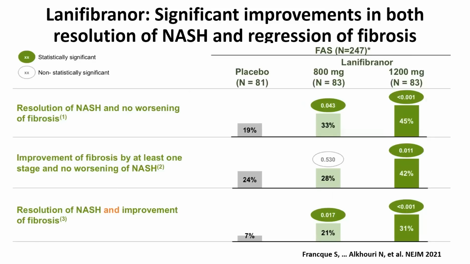Next. And in a phase 2b trial that we published in the New England Journal of Medicine, we showed actually improvement in both primary endpoints. So there was resolution of NASH in 45% with the high dose lanifibranor, 1200 milligram daily compared to placebo. There was also improvement in fibrosis by one stage or more in 42%. And then here we also showed that patients were able to achieve both primary endpoints of NASH resolution and improvement in fibrosis in 31%. And the study was actually only 6 months of treatment, so this is short duration.